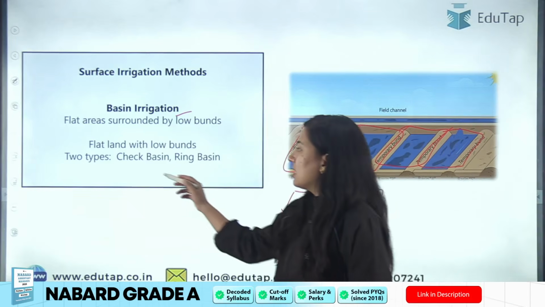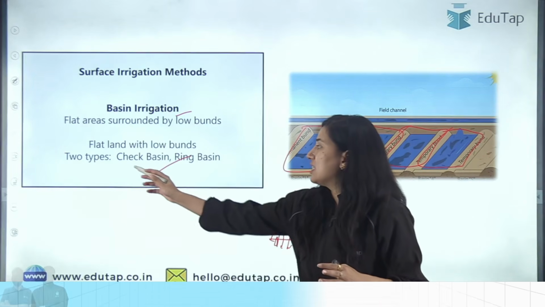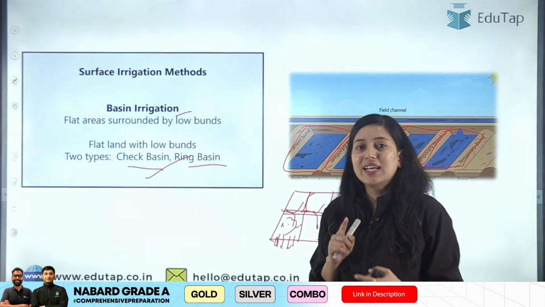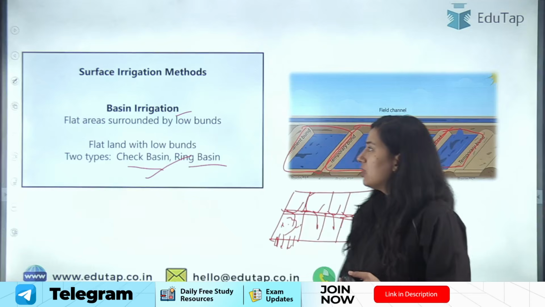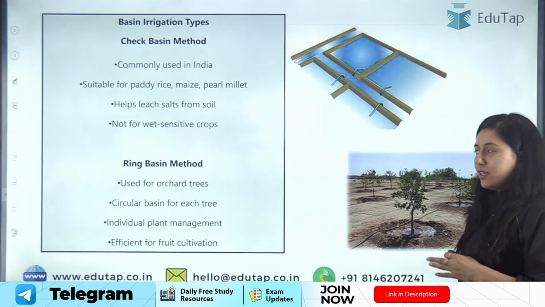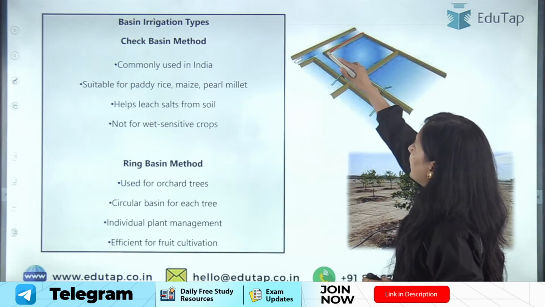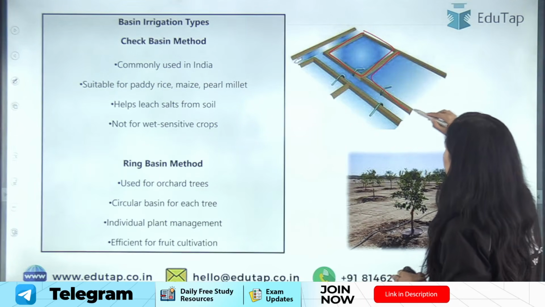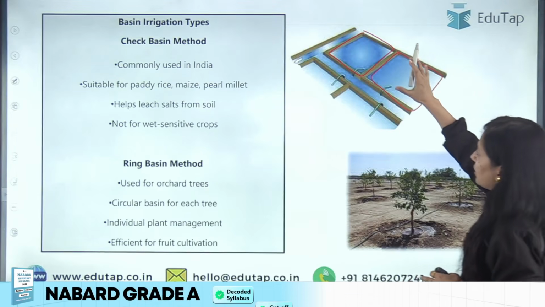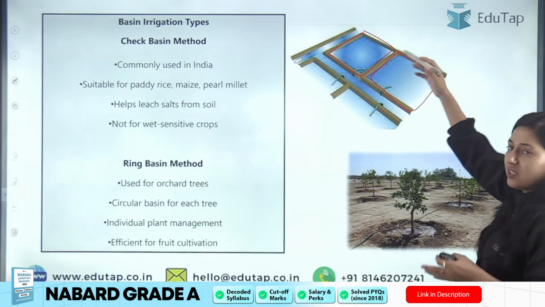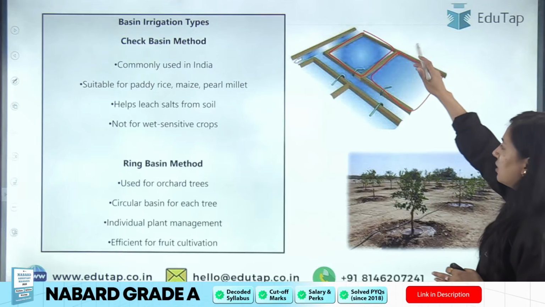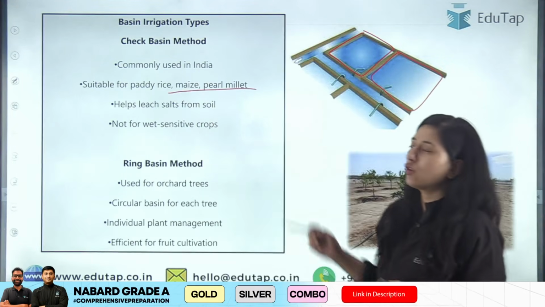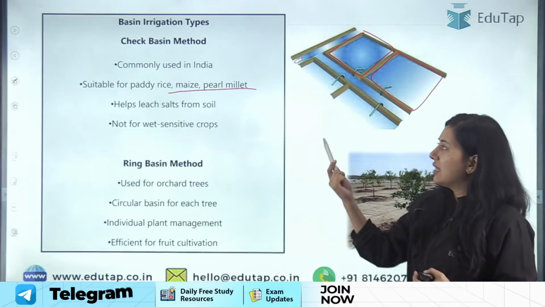Clear? So it is again of two different types, check basin and ring basin irrigation system. Let us understand the difference between check basin and ring basin. Now in case of check basin, which is commonly used in India, we are making rectangular basin-like structures. You can see here, this is a check basin. This is the example of a check basin structure. So you can see rectangular or square basin-like structures developed over a field, used to collect water, right? And it is effective for crops like paddy, maize, and pearl millet.